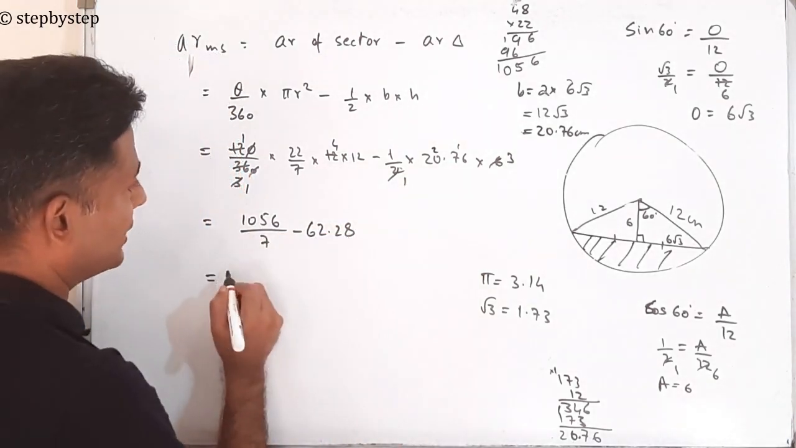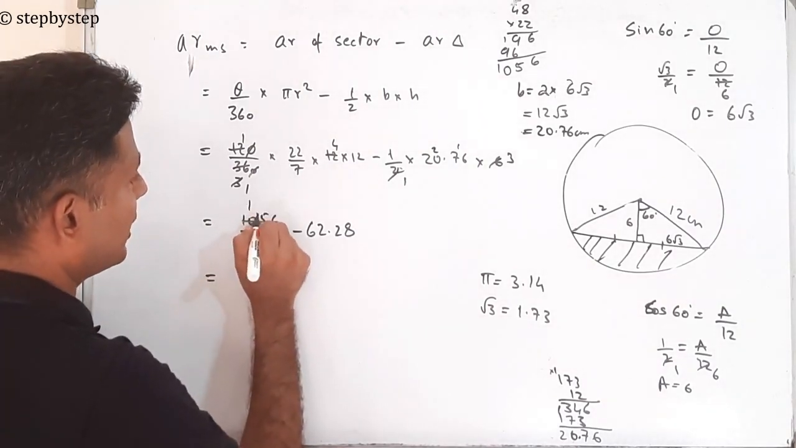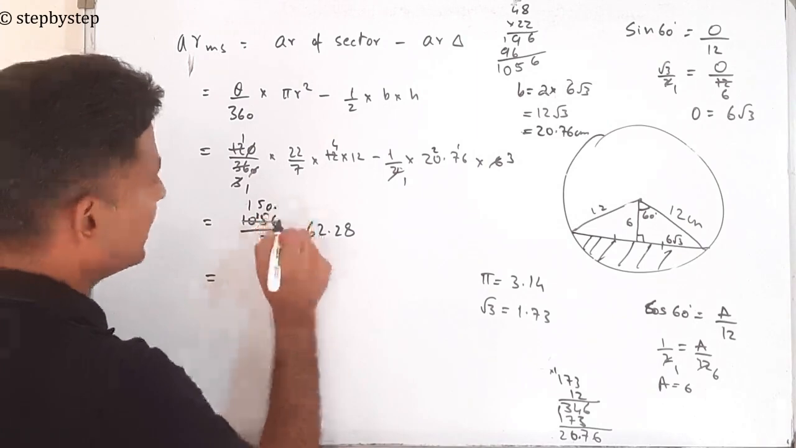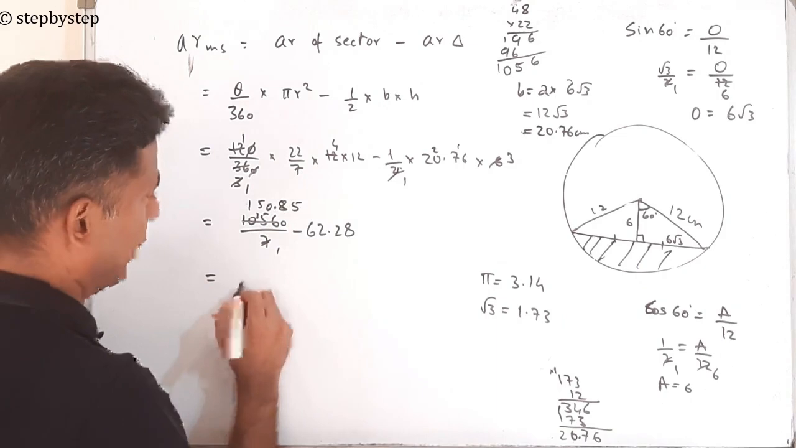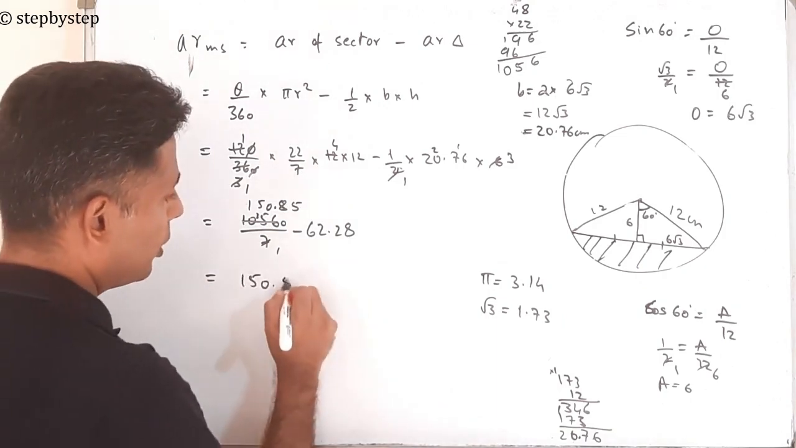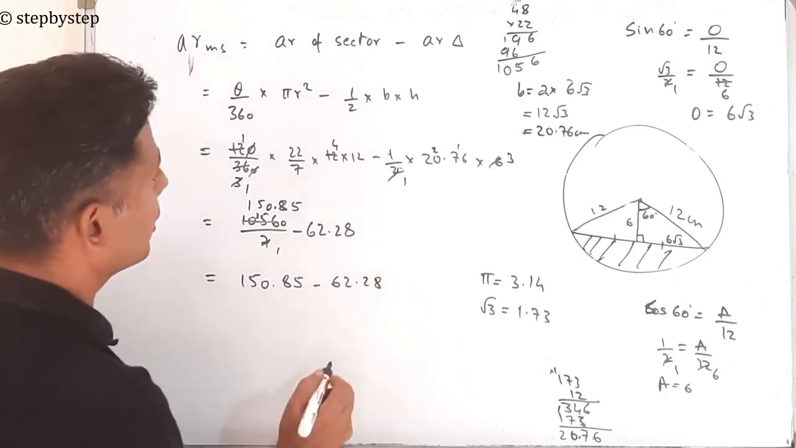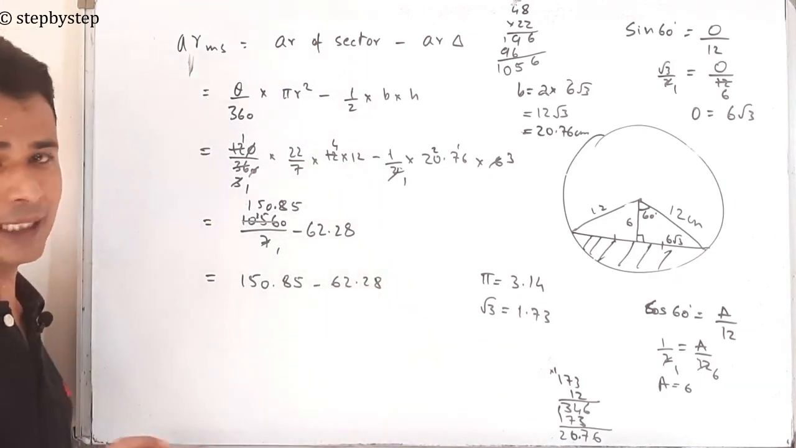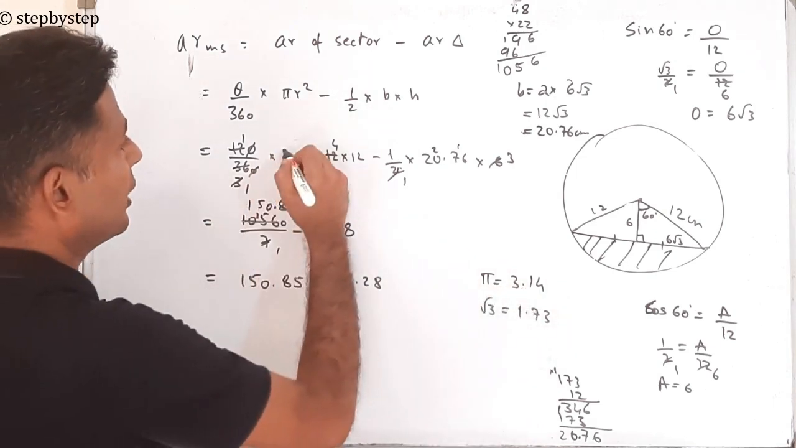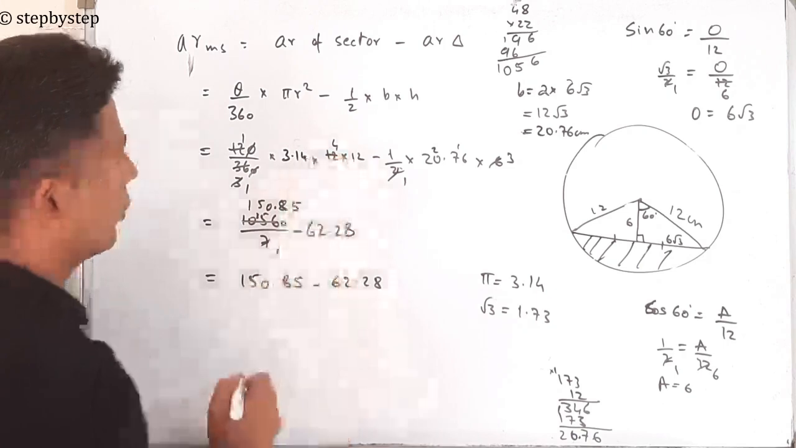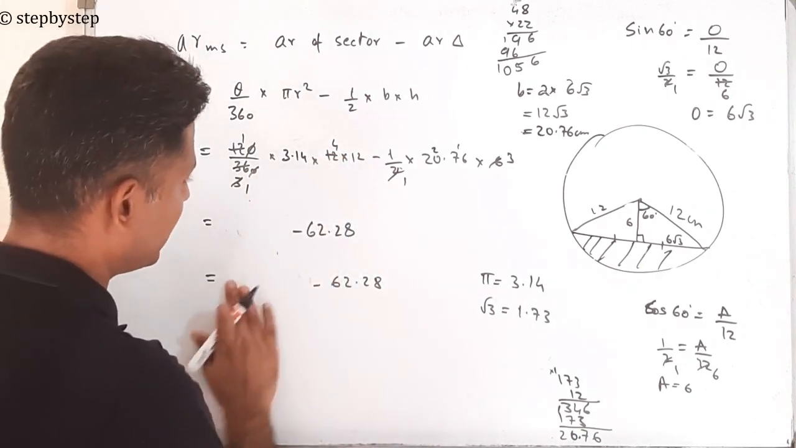Now 7 divided by 1056. So 7 1s are 7, 35 5, 0. 60 we get. 60 means 8s are 56, 40 means 5. Again I am rounding off only to 2 decimal places, minus 62.28. Oh guys, sorry, we have made a mistake. I forgot they had asked us to take pi as 3.14. So here we have to have 3.14, right? Okay, so this is the only part where we have made a mistake.